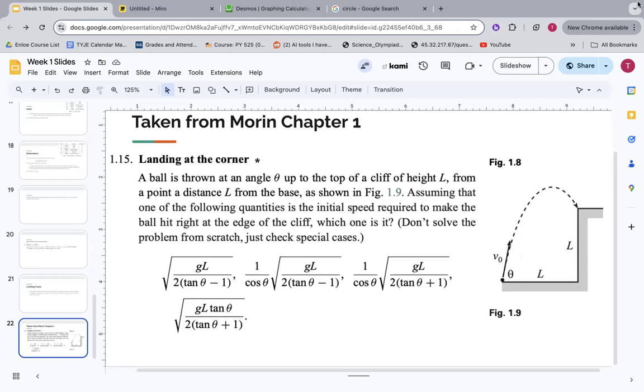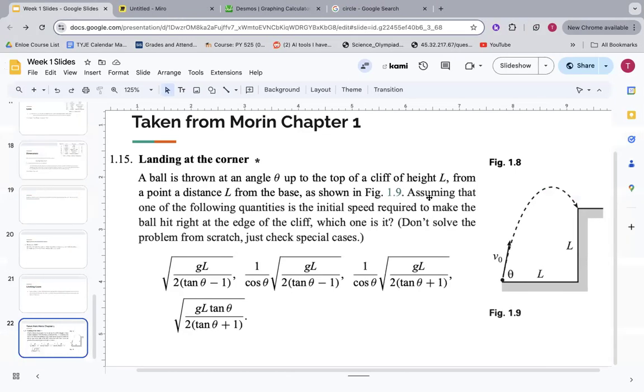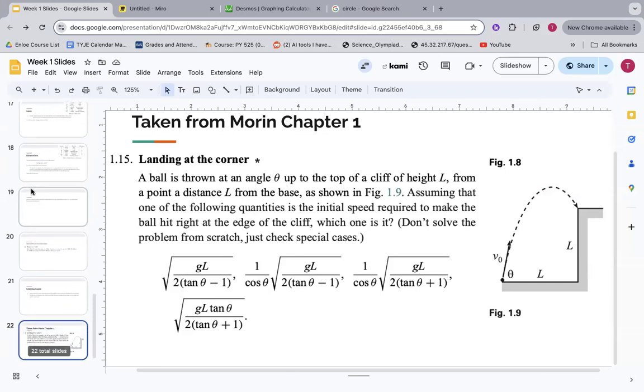Sorry for going over time, everyone, but yeah, so you just consider the different values of theta until you can figure out what you expect the answer to be. Okay, anyone have any questions about anything that we've gone over today?